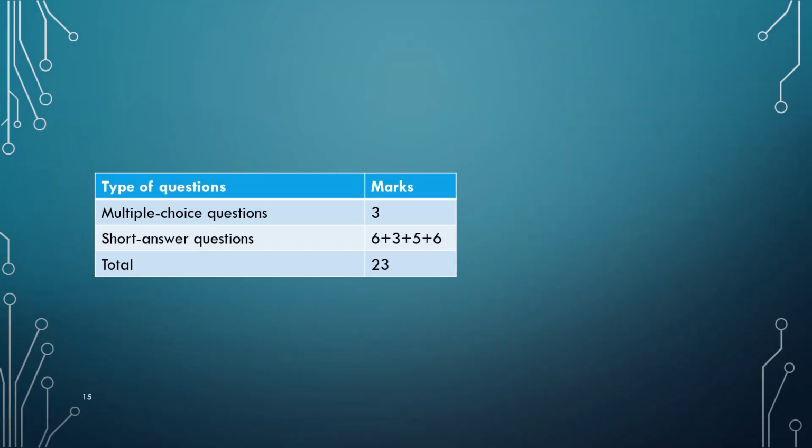3 multiple-choice questions were awarded for 3 marks. 4 short-answer questions were awarded for 20 marks in light as a wave. The overall score for this section is 23 marks. With a total possible score of 130 points, the percentage for this section is 17.7% of the total score.